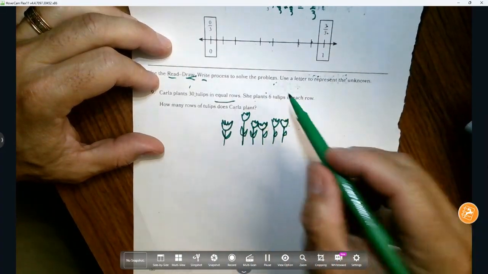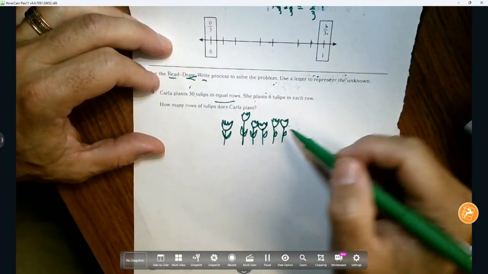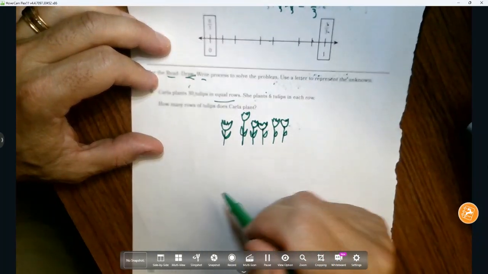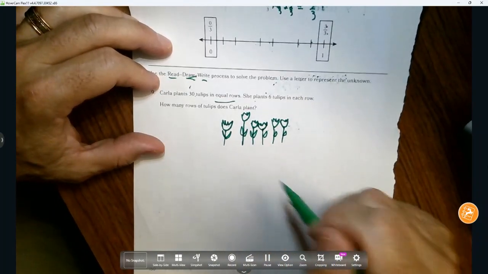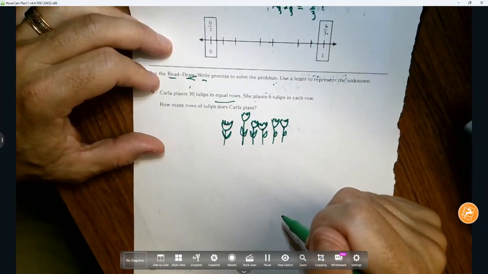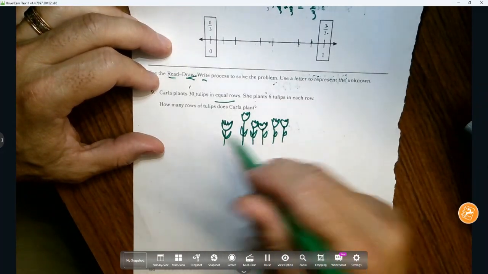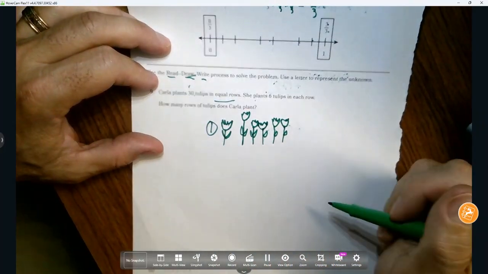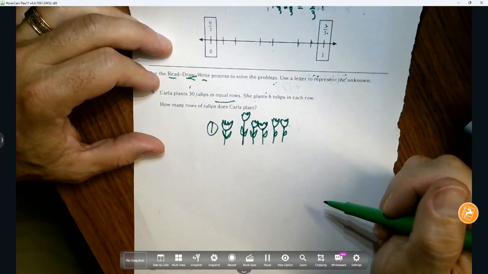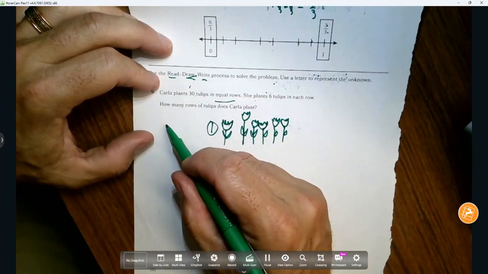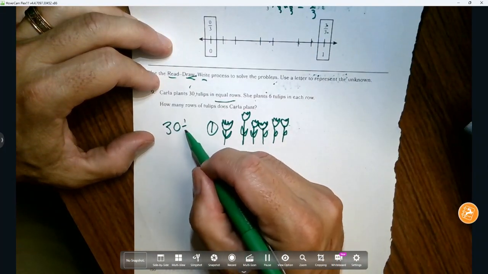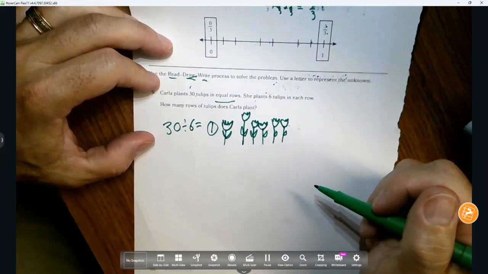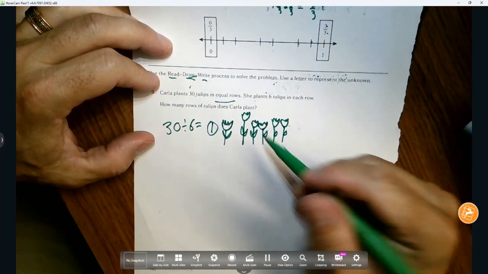It says equal rows. Equal means the same amount. So that's 6. I'm going to keep going and drawing rows of 6 and then counting them till I get to 30. Once I get to 30, I'll count how many rows I have because this is row 1. Count how many rows I have, and then that'll tell me how many I have. This is also the same, guys. This is a division problem. 30 divided by 6. When you're done, you should be able to find an answer.